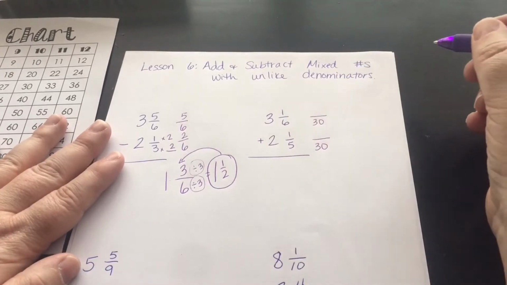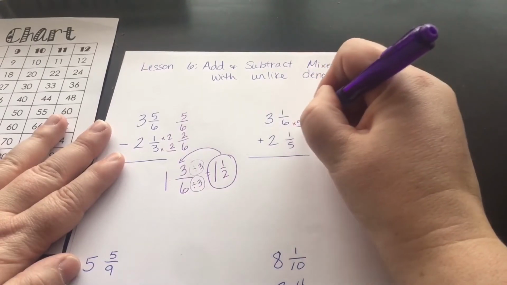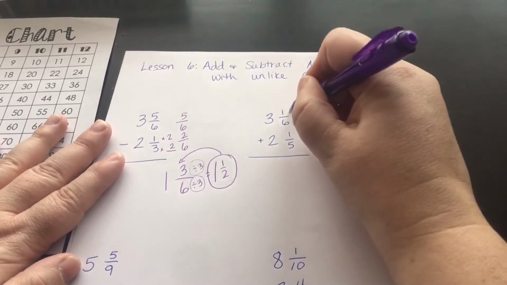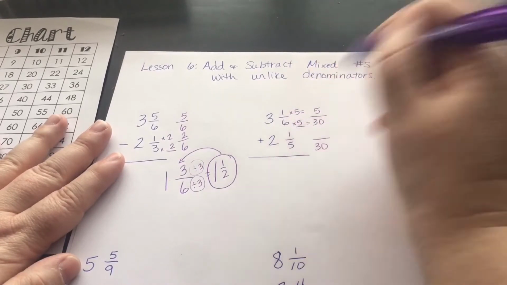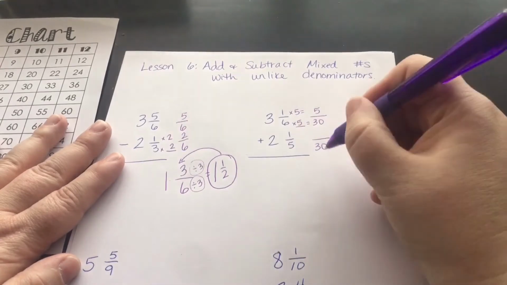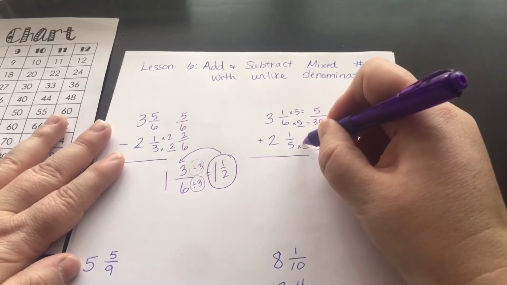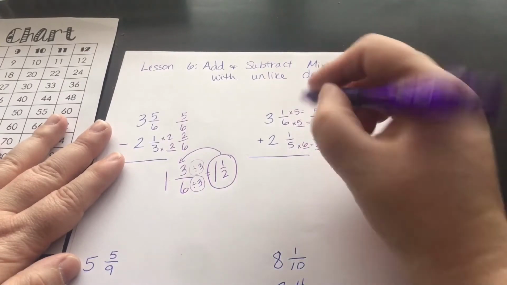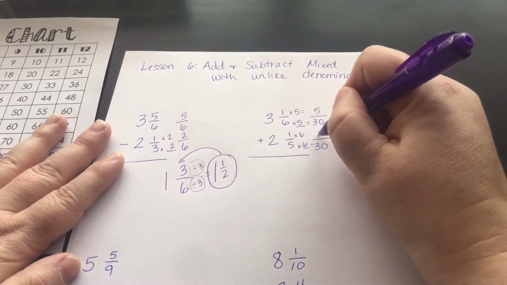So I go back and ask myself, 6 times what gives me 30? So if it's 6 times 5, then on top it has to be 6 times 5. 1 times 5 gives me 5. So my new fraction instead of 1/6 is 5/30. My second fraction, 5 times what gives me 30? Well, 5 times 6. So the rule is if you do it to the bottom, you have to do it to the top. 1 times 6 gives me 6.